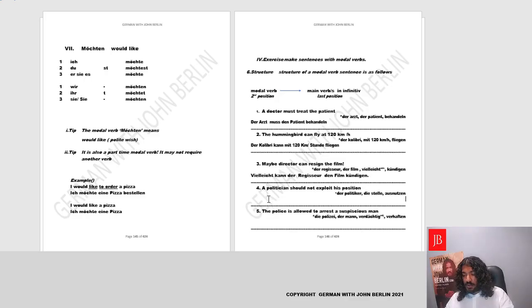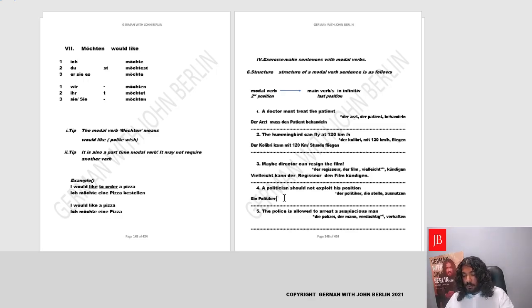A politician should not exploit his position. All right. So who must not exploit the position? A politician. Masculine. So it will be ein Politiker. Politiker is politician. Yes, let me correct the spelling. Politiker. Very good. Ein Politiker should not exploit his position.